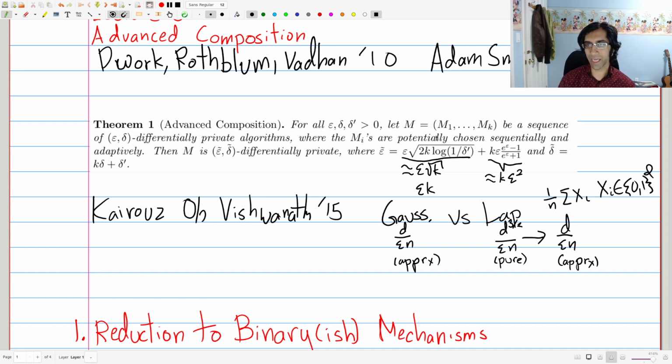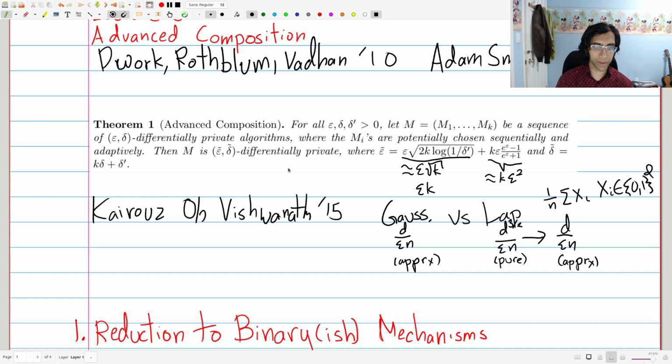Here we have general purpose algorithms M1 through MK, which could have any sort of range. But we're going to simplify this a lot. In fact, we're going to simplify it so much that we're essentially looking at a binary range. Each thing outputs either a 0 or a 1, roughly. We'll see how it differs from that. So the first step is to reduce from general mechanisms down to mechanisms which just output a 0 or 1. And then the second part will be proving advanced composition for this very simple class of mechanisms that we're going to reduce to. So that's a 2-step process for today's lecture.